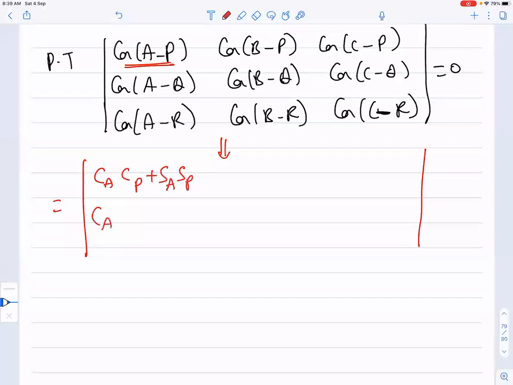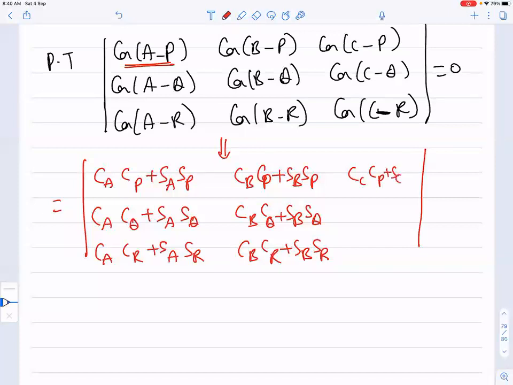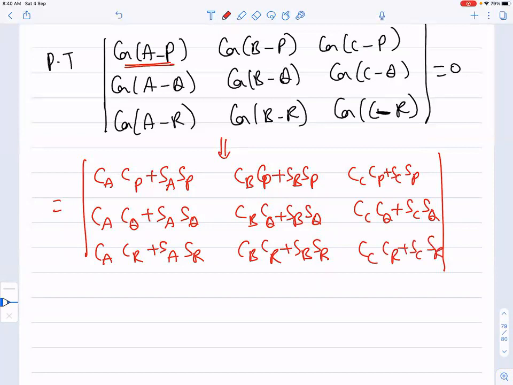Yes. Niche what will be there? Cos A cos Q plus sin A sin Q. Cos A cos R plus sin A sin R. Here cos B cos P plus sin B sin P. Cos B cos Q plus sin B sin Q. Cos B cos R plus sin B sin R. Cos C cos P plus sin C sin P. Cos C cos Q plus sin C sin Q. Cos C cos R plus sin C sin R. Correct, students?